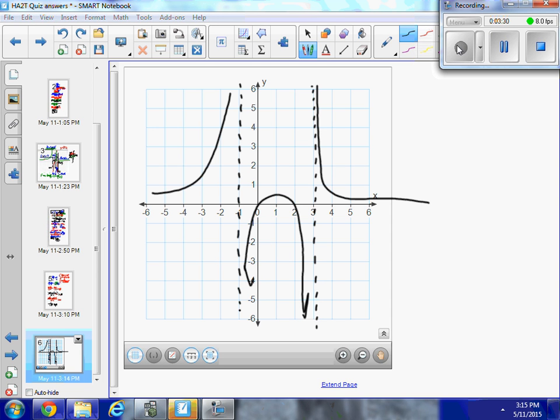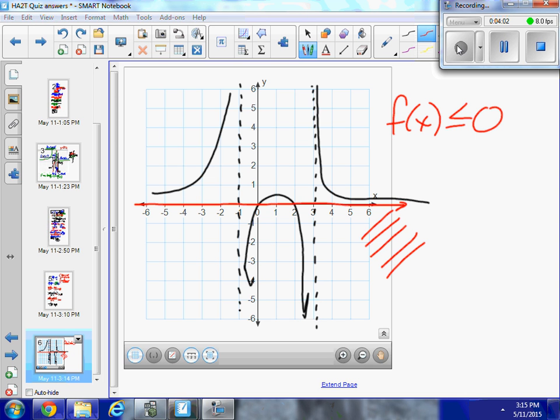I'm totally making this up, but the point I want to make is this. I'm doing an inequality. This graph is my graph of f of x. And let's just say I want to find out where it is less than or equal to 0. I'm looking for all of the points that fall below the x-axis, because anything down here is where f of x is going to be less than 0. Anything above the x-axis, f of x is going to be greater than 0.